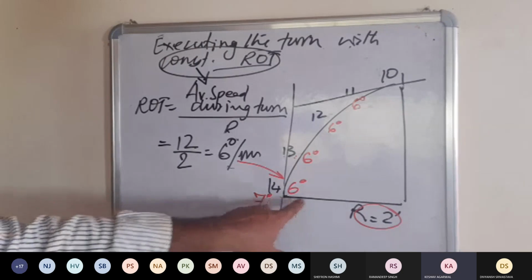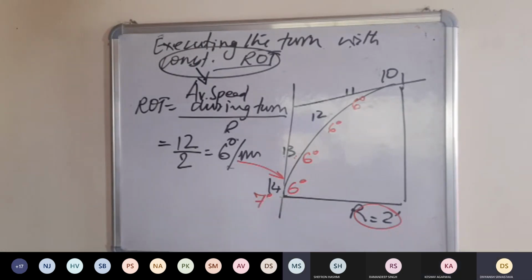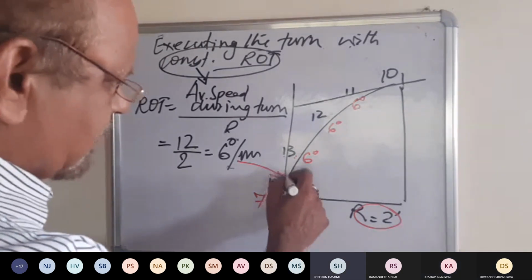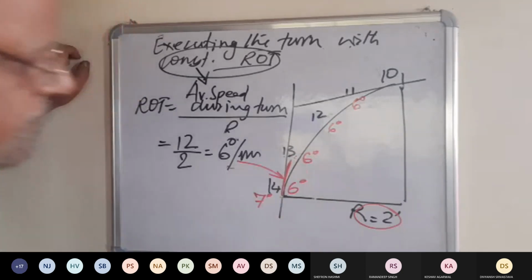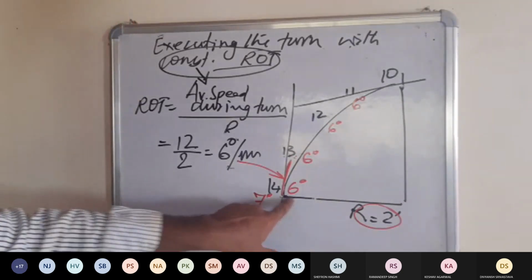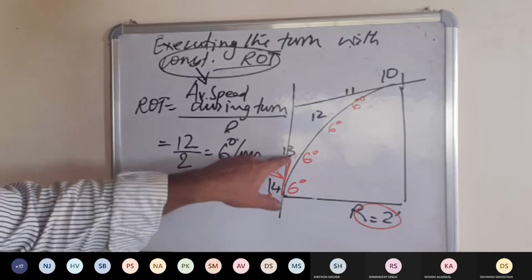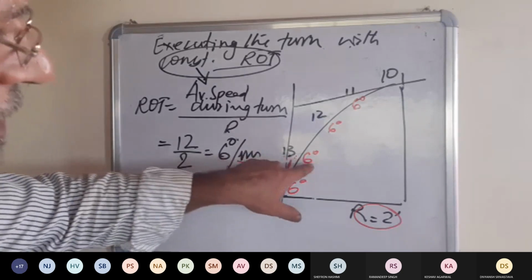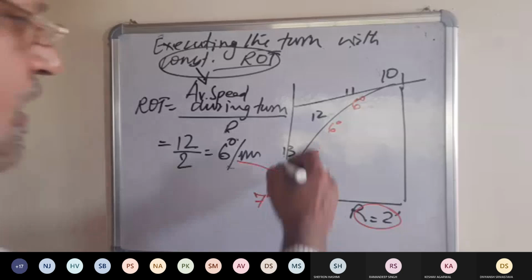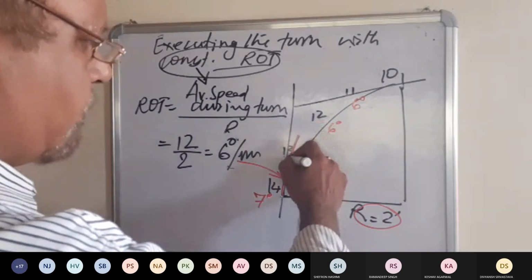You have to turn 7 degrees. Outside the track, sir. Very good. So she will start going out of the turn. Why? Because what you are giving is less than the required ROT. The required ROT is 6.5, but you are giving 6. So she will continue to go out.